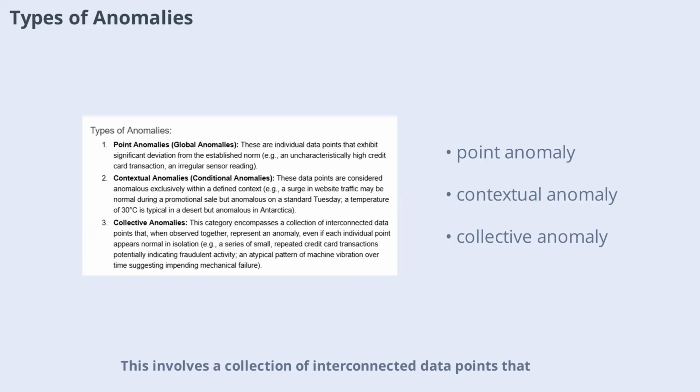3. Collective anomalies. This involves a collection of interconnected data points that, when observed together, represent an anomaly, even if each individual point seems normal in isolation. An example is a series of small, repeated credit card transactions that may indicate fraudulent activity.